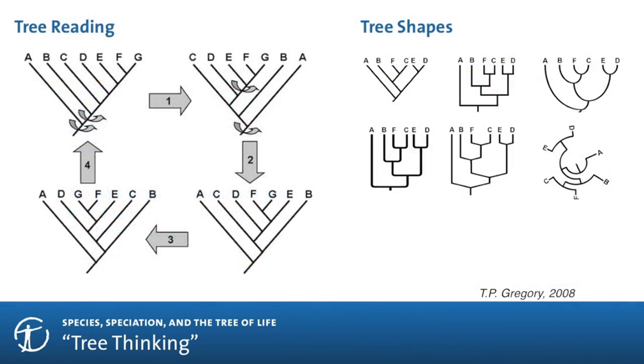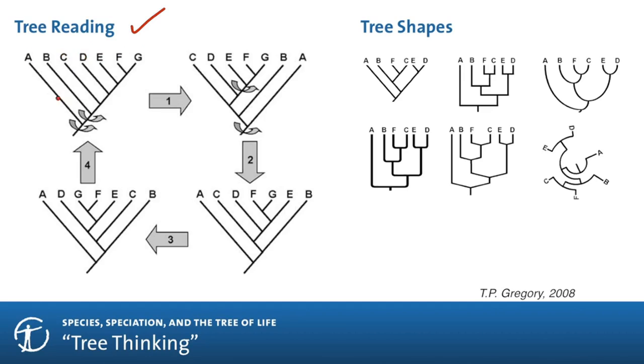Another aspect of phylogenetic trees is how to read them. If we look at this tree right up here, F and G are each other's sister group. E is their sister group. D is the sister group to E, F, G. C is the sister group to D, E, F, G. B is their sister group, and A is the sister group to everything else.